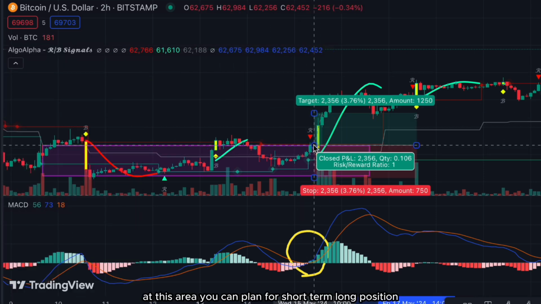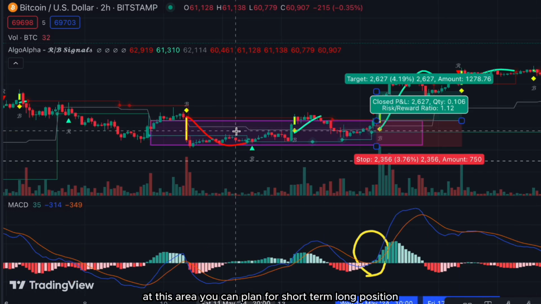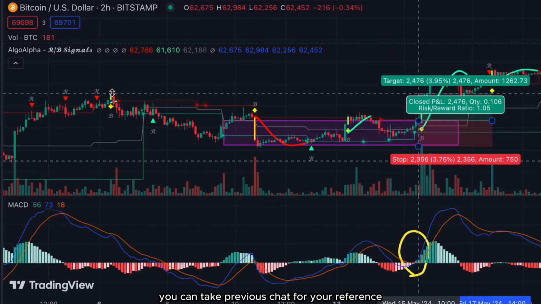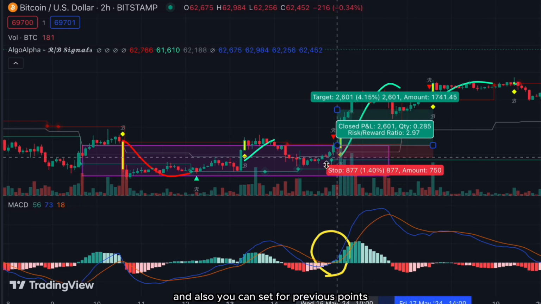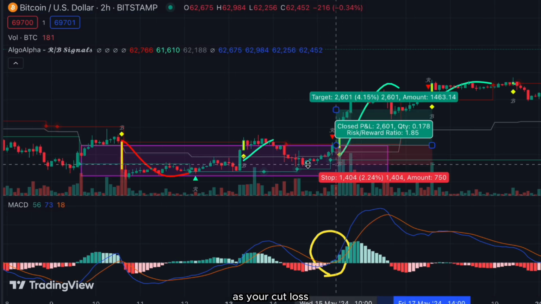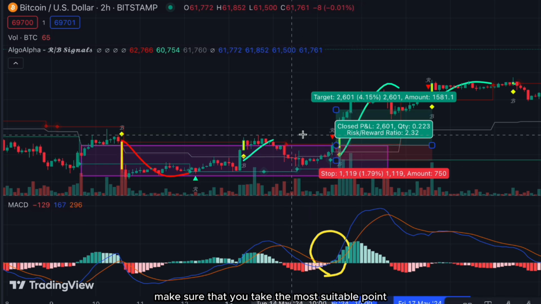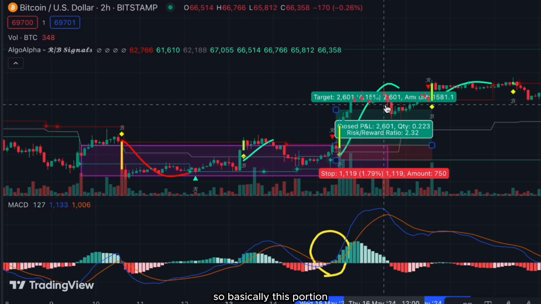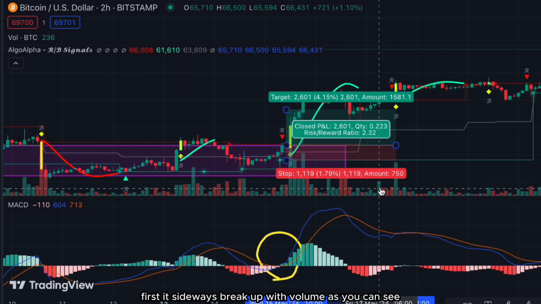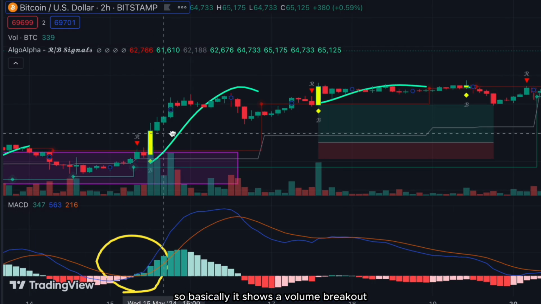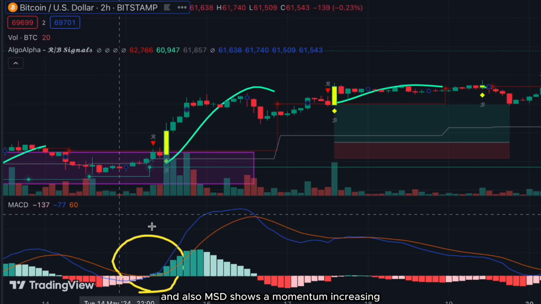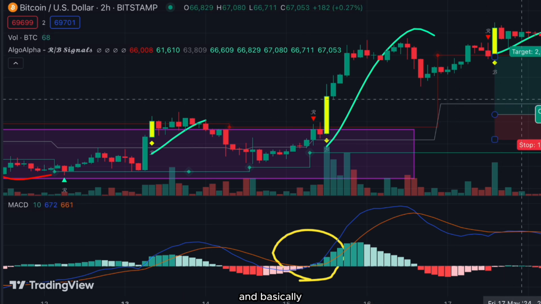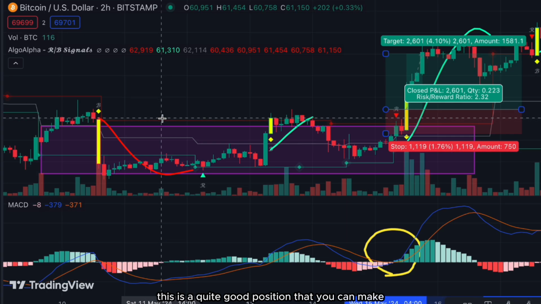For example, at this area, you can plan for a short-term long position. You can take the previous chart for your reference, and also you can set the previous point as your cut loss. Make sure that you take the most suitable point with the high volume. So basically, this position will make a 2.32 risk reward projection as shown in the graph, and this is a quite good trade. First, it is a sideways breakout with volume, as you can see. So basically, it shows a volume breakout and a reversal point, and also MACD shows momentum increasing, and basically this is a quite good position that you can make your trade.